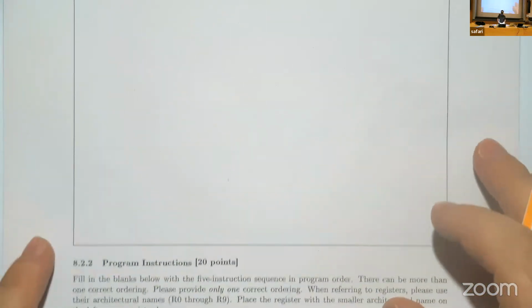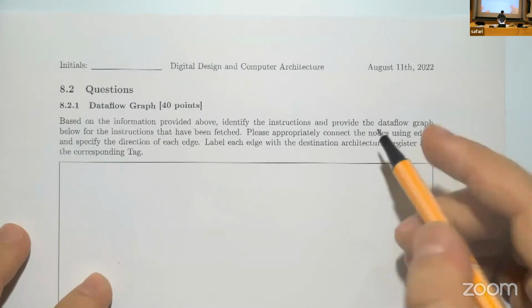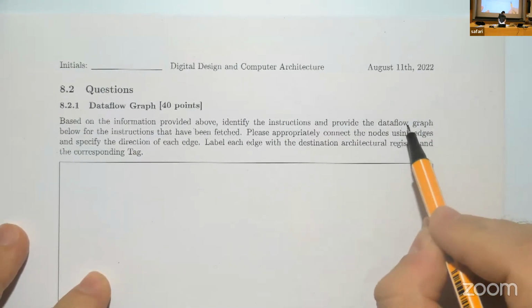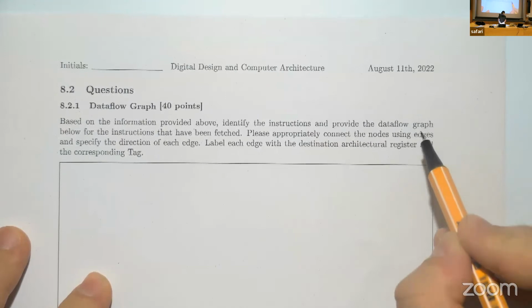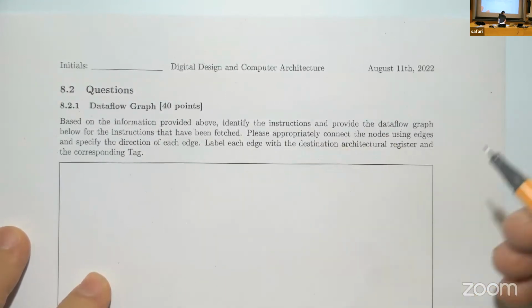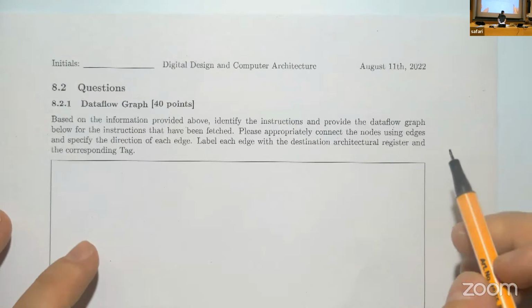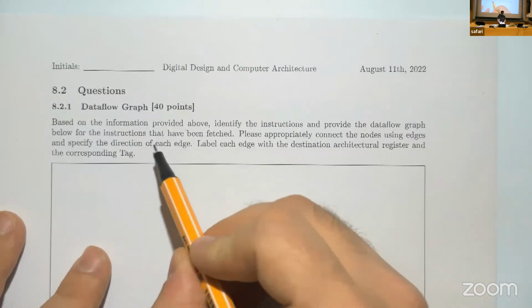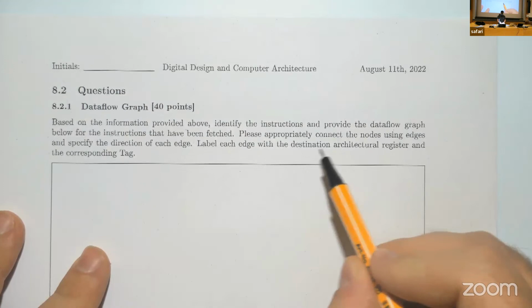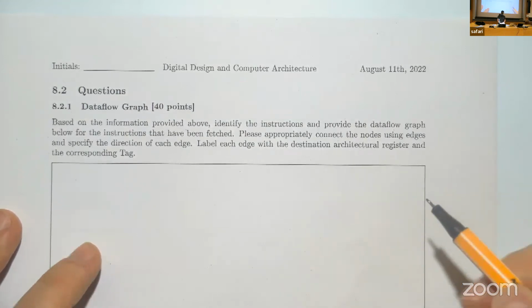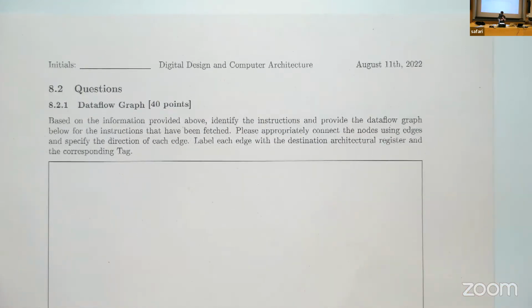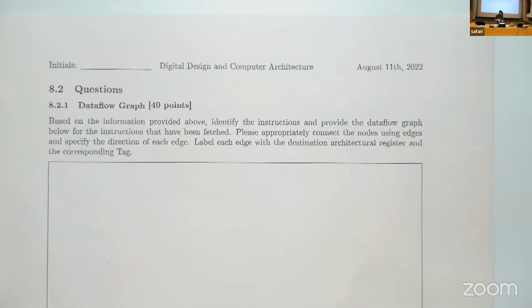So let's see the questions. Based on the information provided above, identify the instructions and provide the data flow graph below for the instructions that have been fetched. Please appropriately connect the nodes using edges and specify the direction of each edge. Label each edge with a destination architectural register and the corresponding tag. Okay, let me give you some hints on how you can start solving this so that you don't fall into the trap of going into loops of trying to figure out which are the registers.